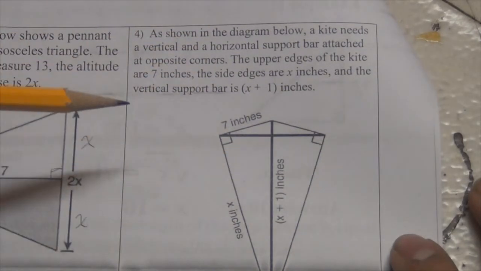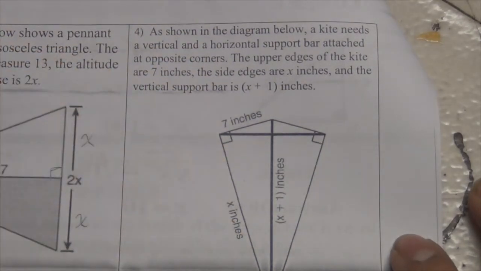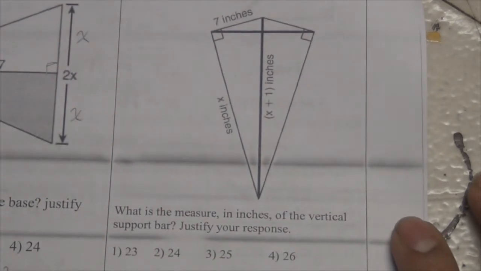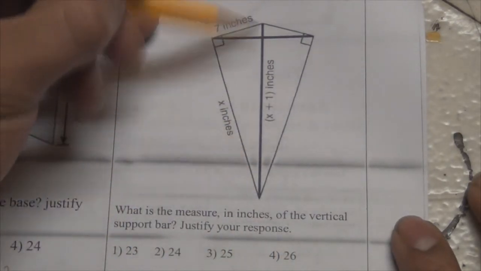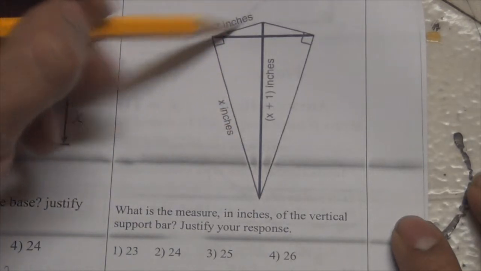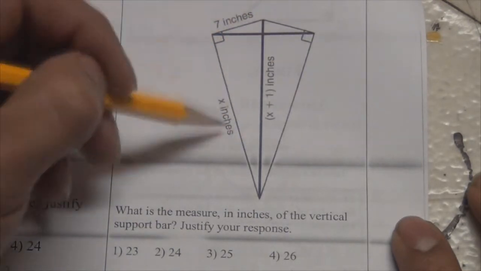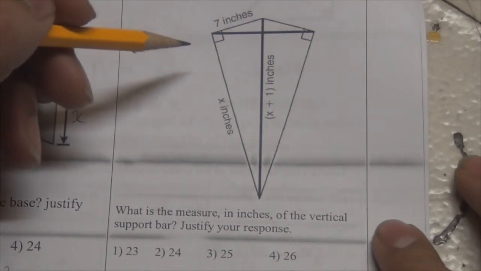So I have 2 right triangles right here. The question is, what is the measure in inches of the vertical support bar? They want this support bar. Okay, so 1 right triangle, another right triangle. I got some measures, so that's not a problem.